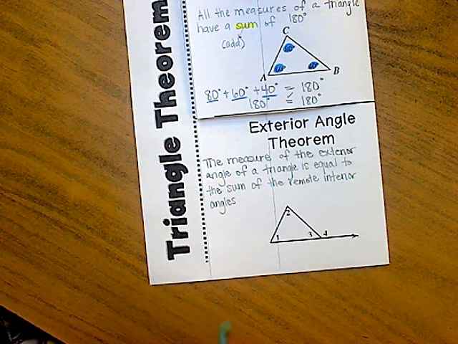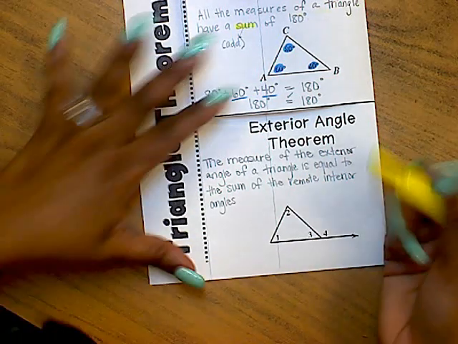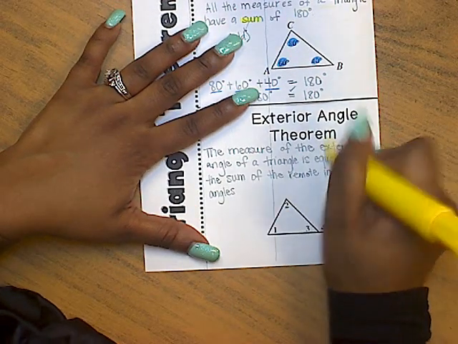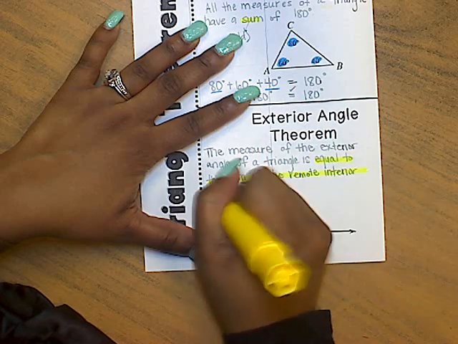So again, very wordy, but in short, the important thing that we need to understand and recognize is that this is going to be the exterior angle, which is here, and we're going to color that in a second, is always going to be equal to the sum of the remote interior angles.